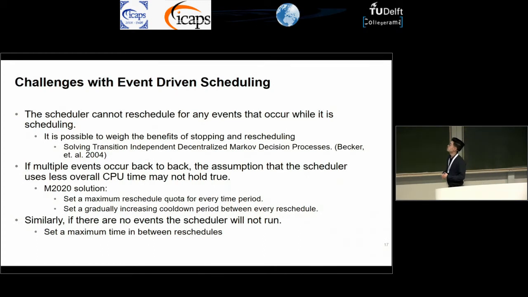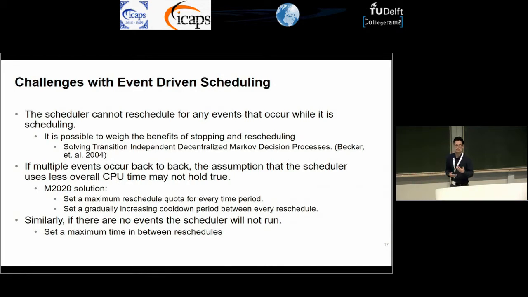So some challenges we faced with event-driven scheduling were, like I said before, we have to determine whether or not it's worth it to reinvoke the scheduler. So for our case, we chose not to, but there's been some work done on determining whether or not that's worth it. But that's beyond the scope of our paper, and it's also beyond the complexity of what we have for the rover. Another issue that we have to deal with is we assume that the scheduler would actually be invoked fewer times overall with event-driven scheduling, but that may not hold true if multiple events occur back-to-back. And so we want to avoid that so we don't starve out those lower priority tasks.